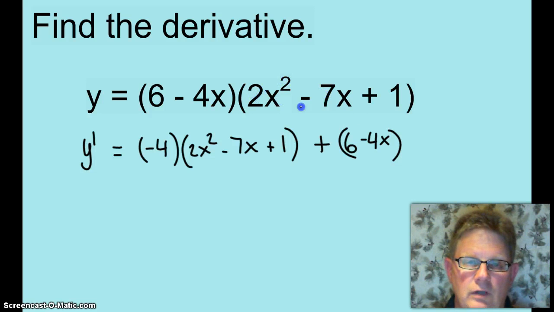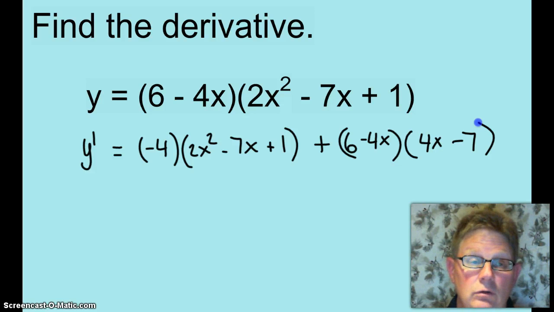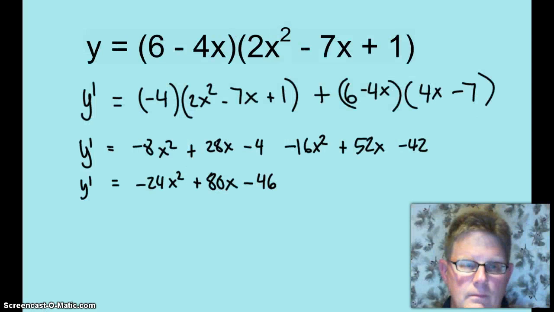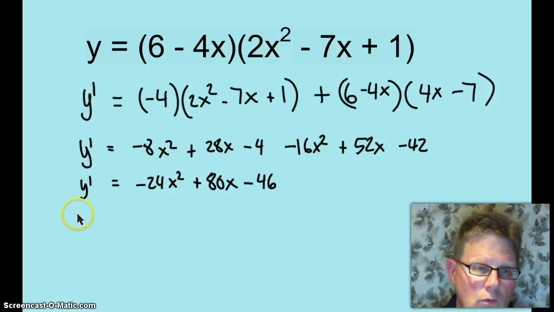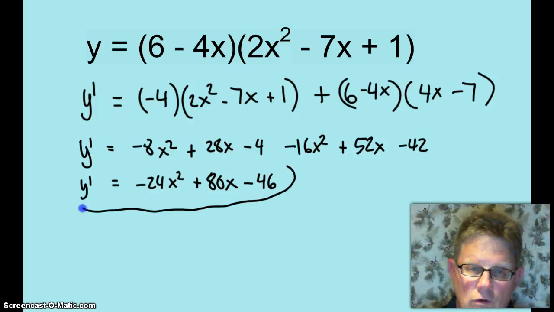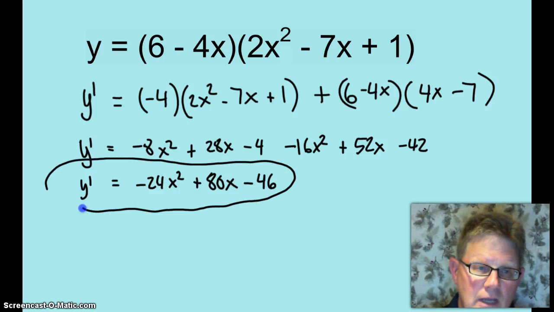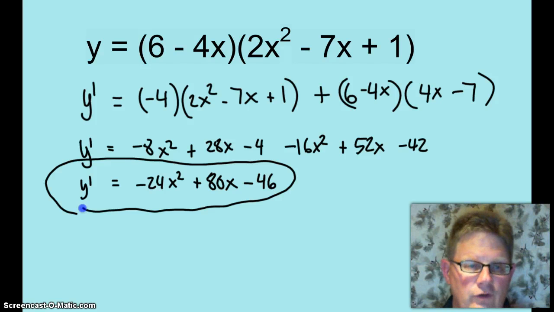Take the 2 down, 2 times 2, 4x to the first power minus 7. And there you go. Now all you need to do is go ahead and simplify to find out what the derivative is, combine like terms, all that stuff. Go ahead and do that. I'll pause and show you mine. So go ahead and pause. And the resultant derivative is y prime equals negative 24x squared plus 80x minus 46.